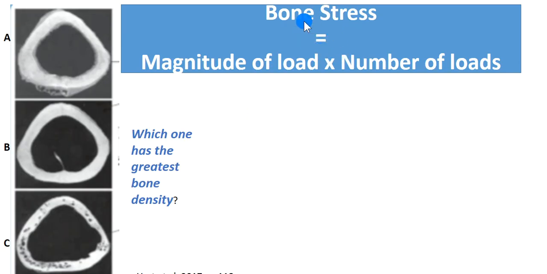So you should be aware of this formula. Bone stress is going to be equal to the magnitude of the load, or the quantity or the amount of the load, times the number of loads. And this is a cross-section of an individual's femur, and so you can see the bone and other tissue around there. And then you can see the middle portion of the bone, and then how this changed over time. So of these images, which one has the greatest bone density?